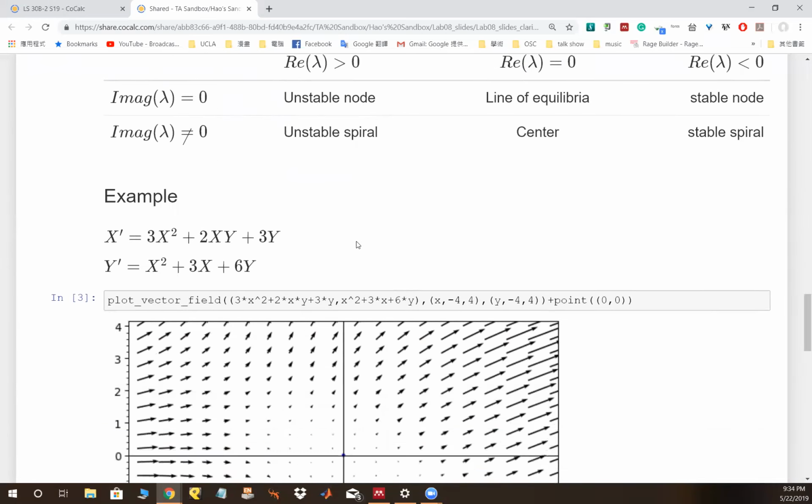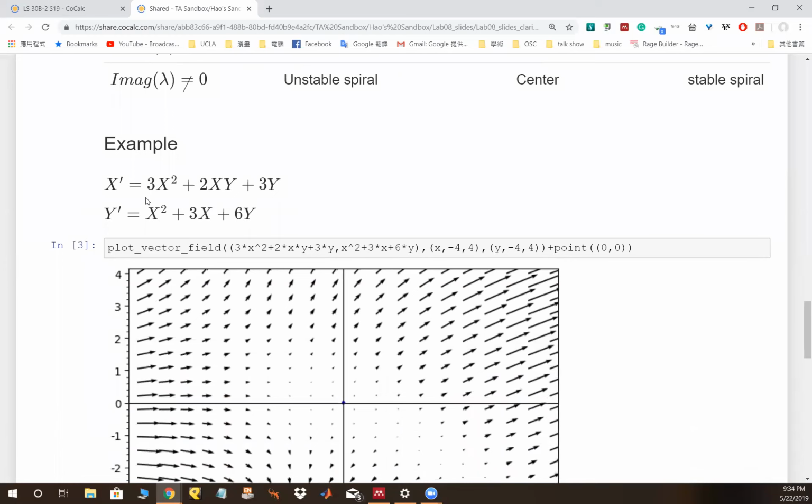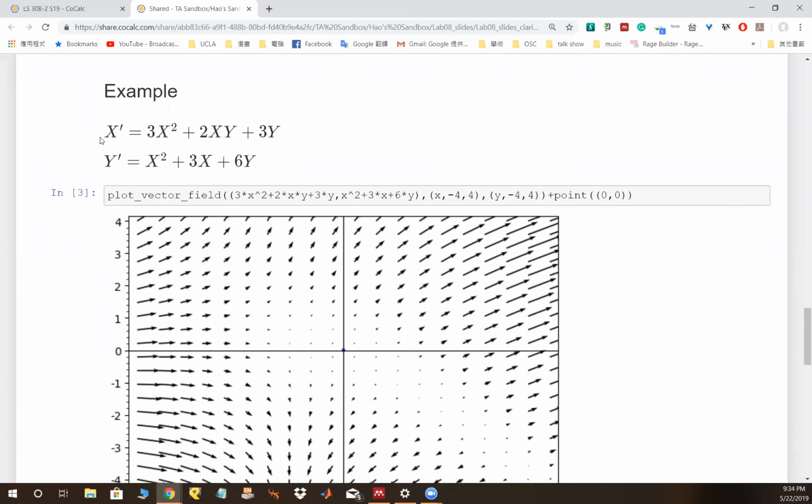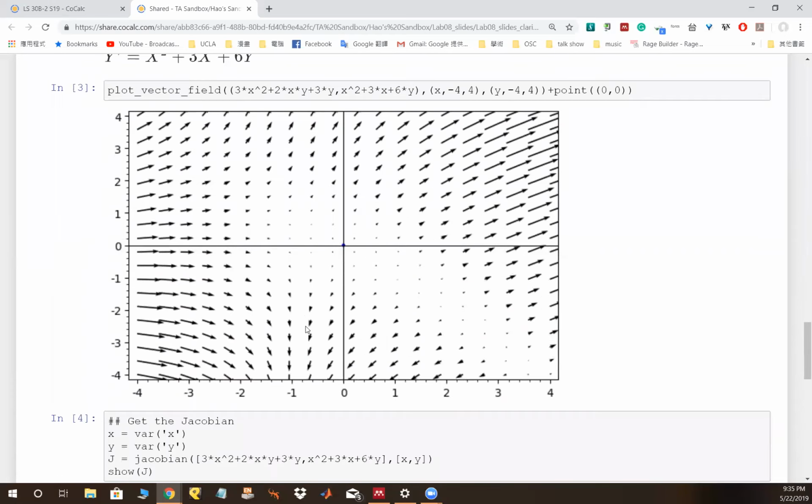And there's an example here. If I have these two functions, x prime and y prime, that equal these expressions, you can plot the vector field. Based on the vector field, you can see whether this point is stable or unstable. You can see it's unstable. Every point is trying to move away from it.